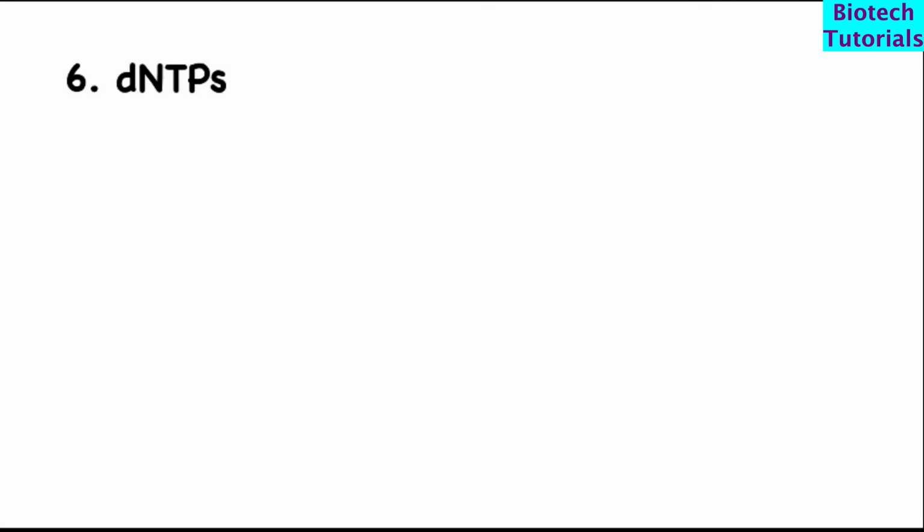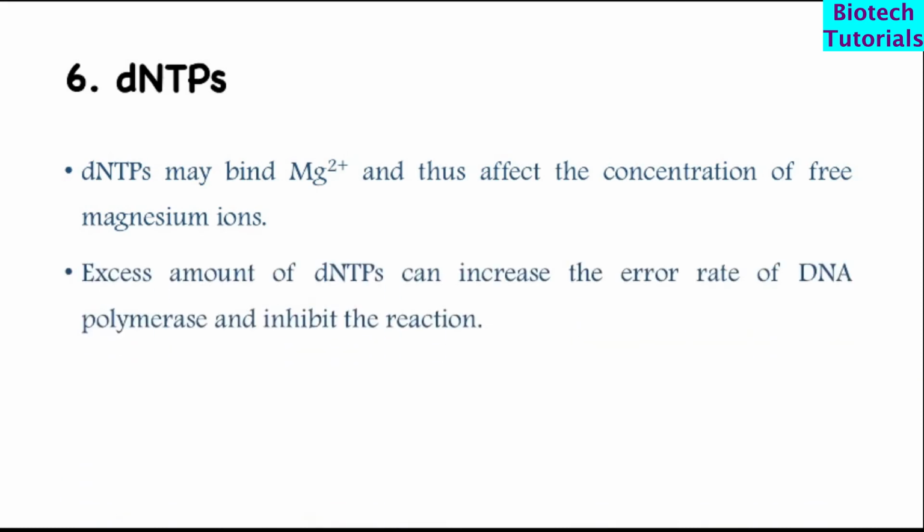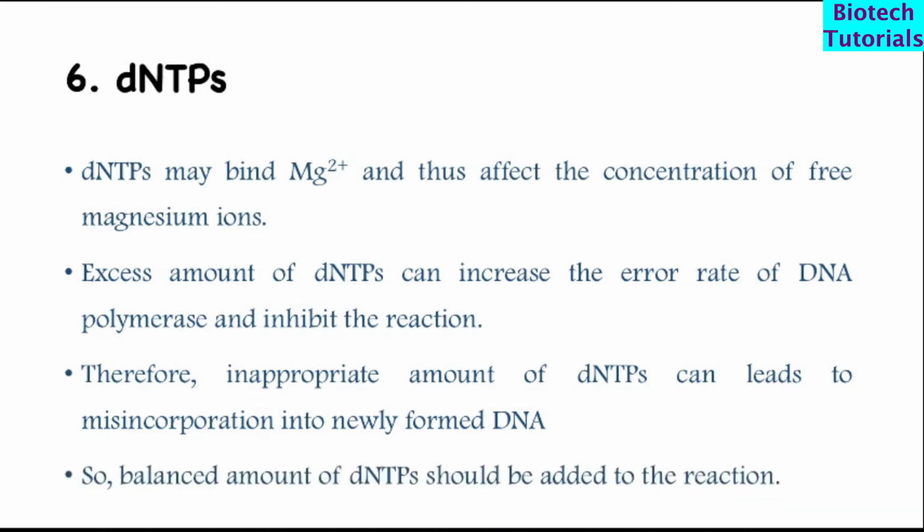Sixth, dNTPs. dNTPs may bind magnesium ions and thus affect the concentration of free magnesium ions. So an excess amount of dNTP can increase the error rate of DNA polymerase and inhibit the reaction. Therefore, an inappropriate amount of dNTPs can lead to misincorporation into newly formed DNA. So a balanced amount of dNTPs should be added to the reaction.